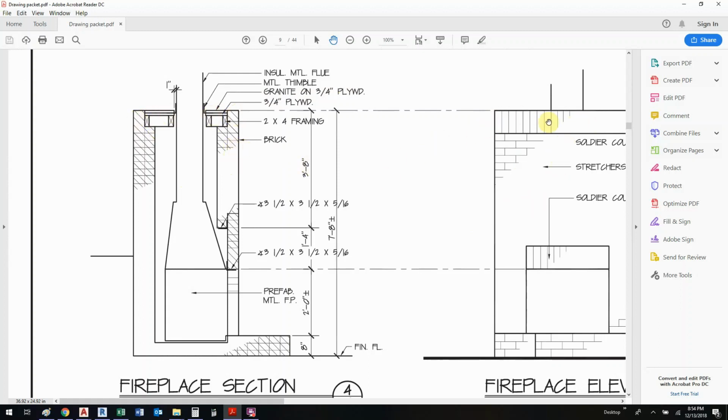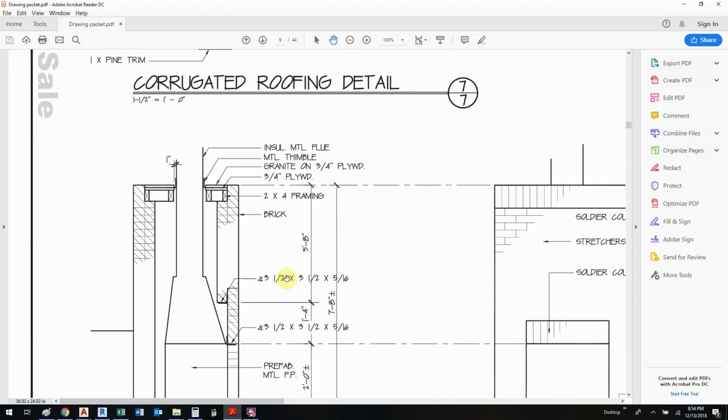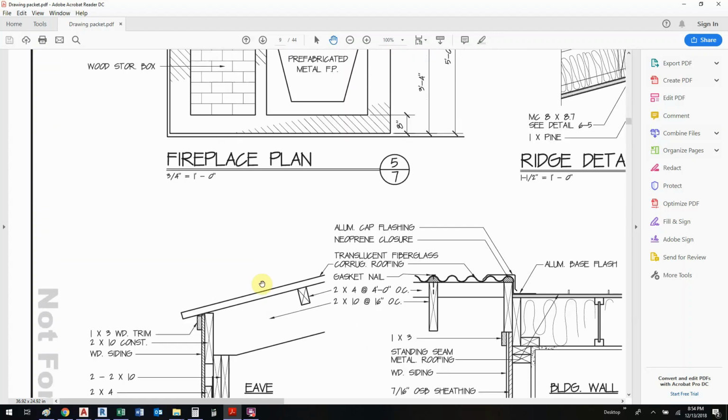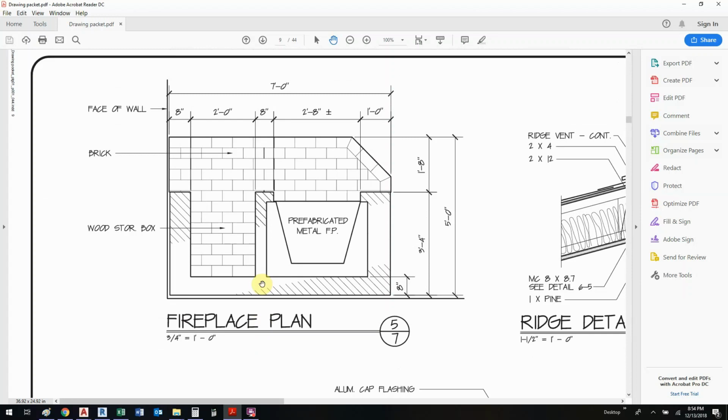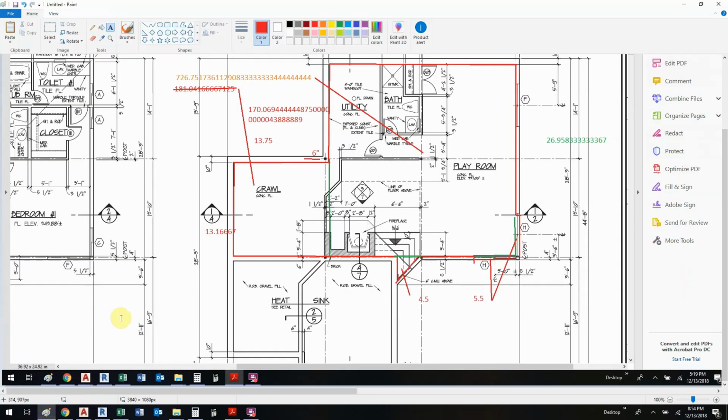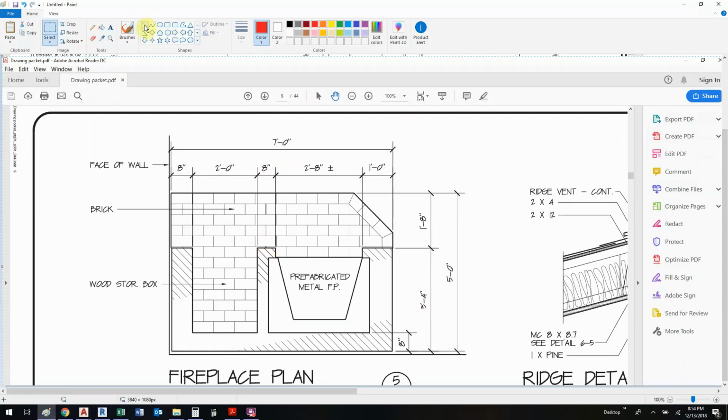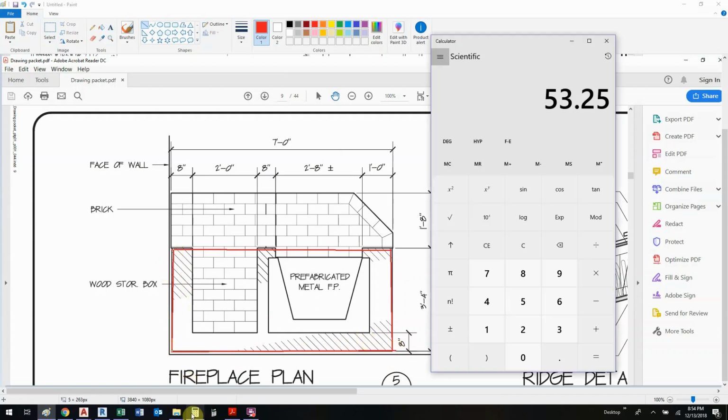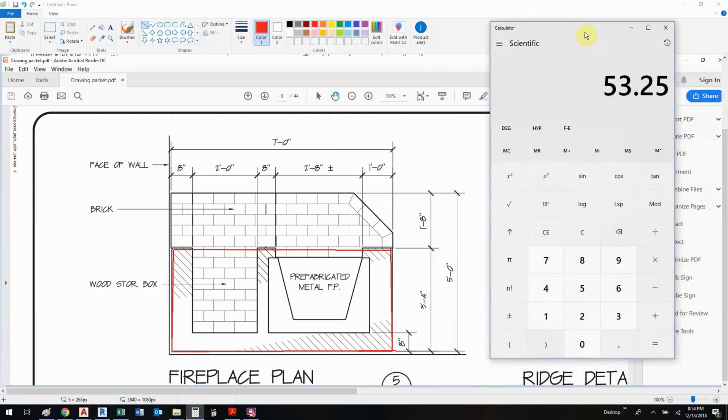going not just in the front, but, if you look right up here, some of you had a hard time finding this. So if you look right here, this goes all the way around. That soldier course goes all the way around to hold up that granite. Okay, so we're going to have 7 feet here.